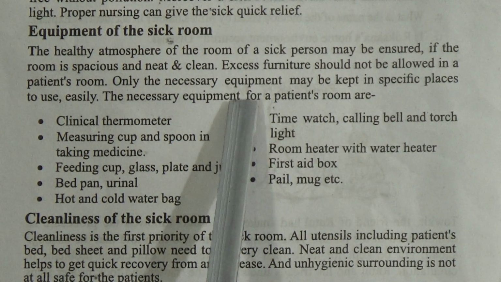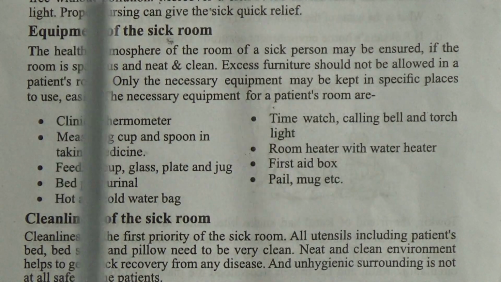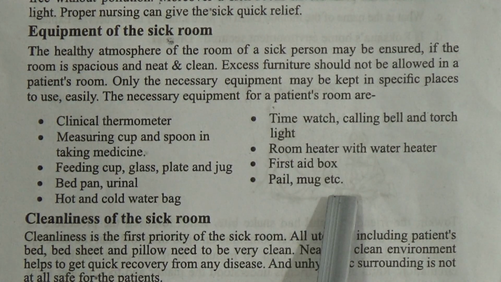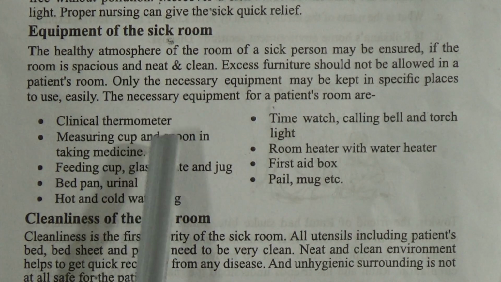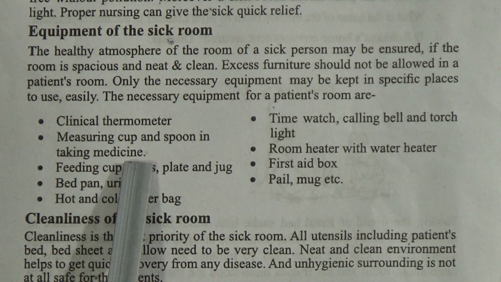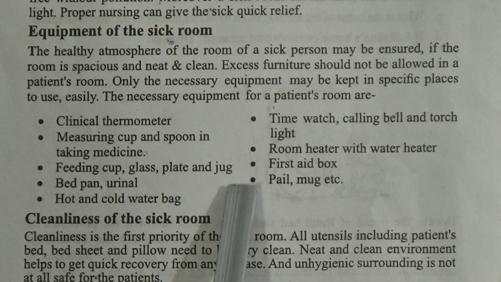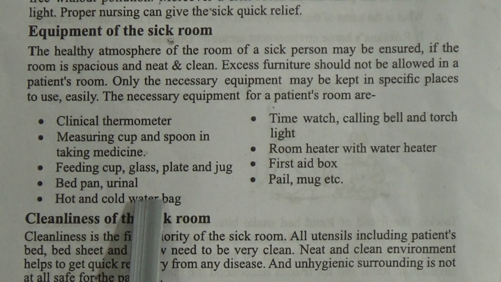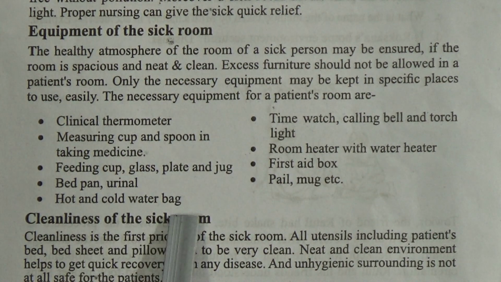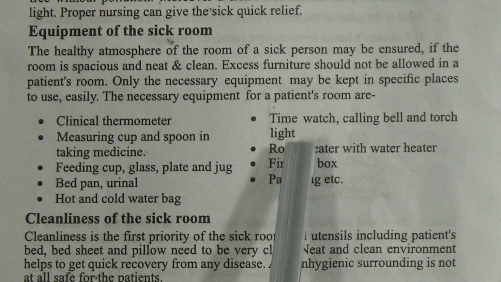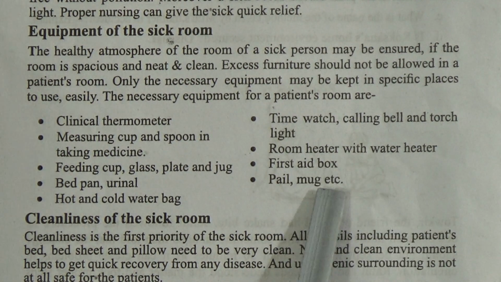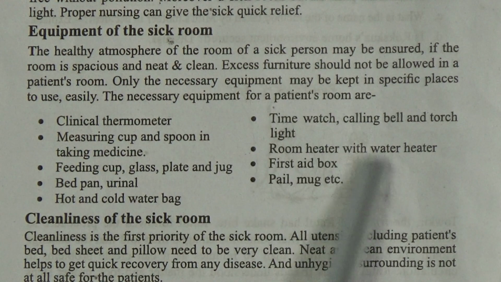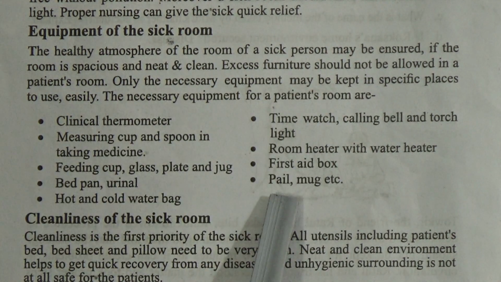The necessary equipment for a patient's room are, here you can see the elements that are necessary for a patient: clinical thermometer, measuring cup and spoon for taking medicine, feeding cup, glass, plate and jug, bed pan, urinal, hot and cold water bag, time watch, calling bell and torchlight, room heater with water heater, first aid box, pail, mug, etc. So you have to keep arrangement of all these elements in the room of a sick person.